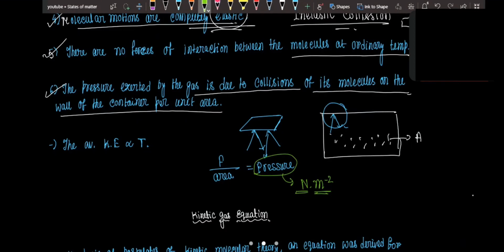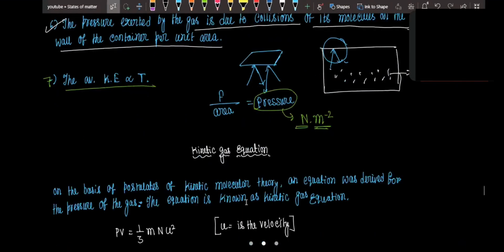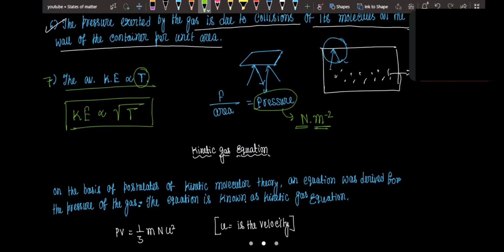Okay. Now the next point goes like: the average kinetic energy is proportional to the Kelvin temperature, which means whether the gas would move with higher velocity or lower velocity completely depends on the Kelvin temperature. To be precise, it is proportional to root T. Not only T, it is root over T. This is something we are going to prove when we move into the different types of velocities. There I'll be proving how it is related to root over T, not only T. Anyways, let's move on to the next topic, which is the kinetic gas equation.